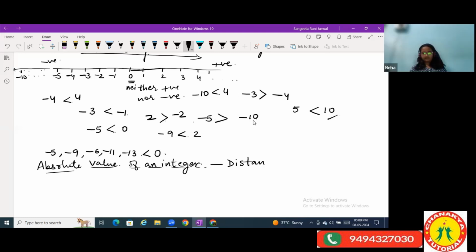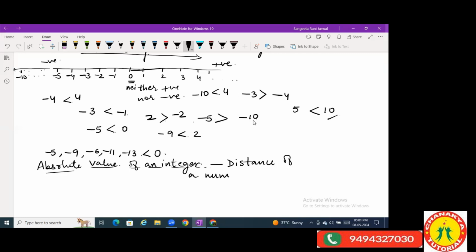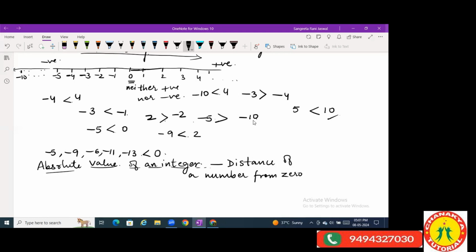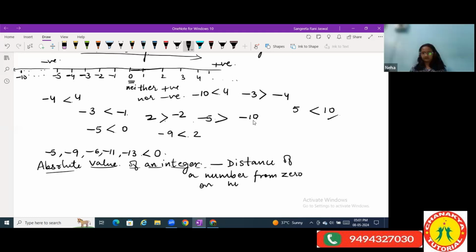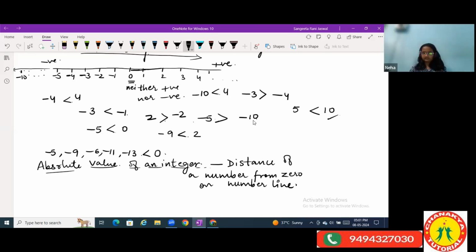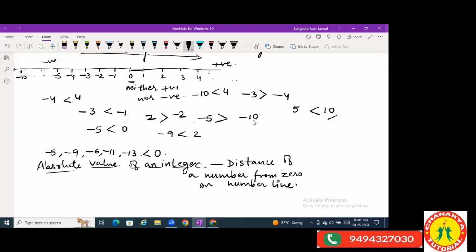Distance of a number from 0 on the number line. Absolute value is the distance of a number from 0 on the number line. So what do you mean by this? If I have to say the number -3, -3 is how far from 0?